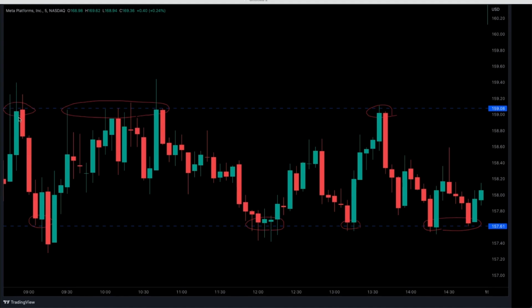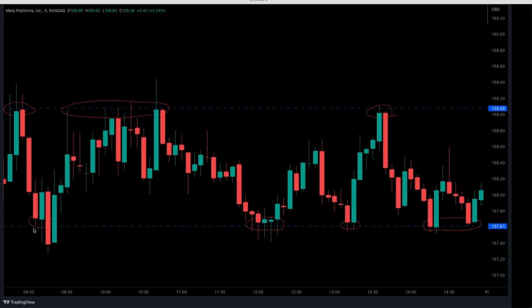So if we look at where I've drawn my resistance and where I've drawn my support, and I had these red circles drawn on here for you guys to see, you'll see that the wicks hold, the bodies hold, the wick holds, more of the wick, and then here's a couple where the body's holding. So this area is intriguing to me.